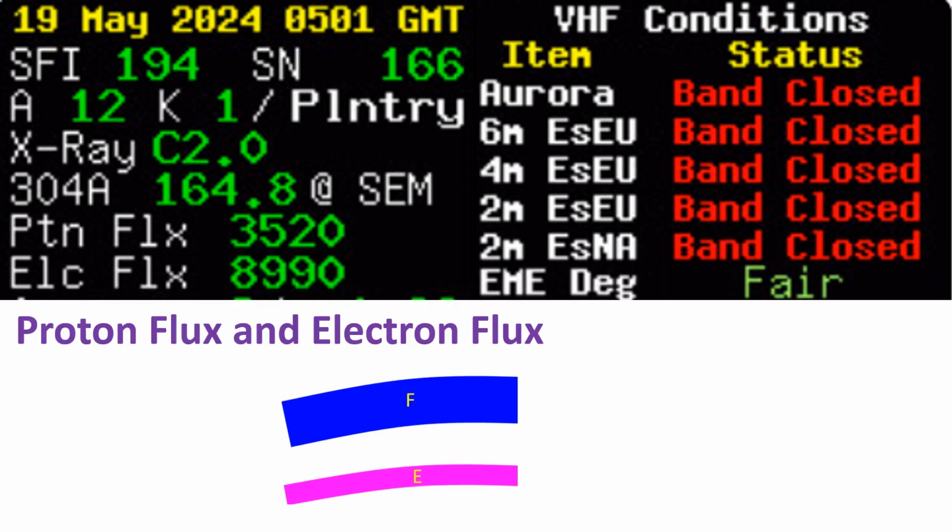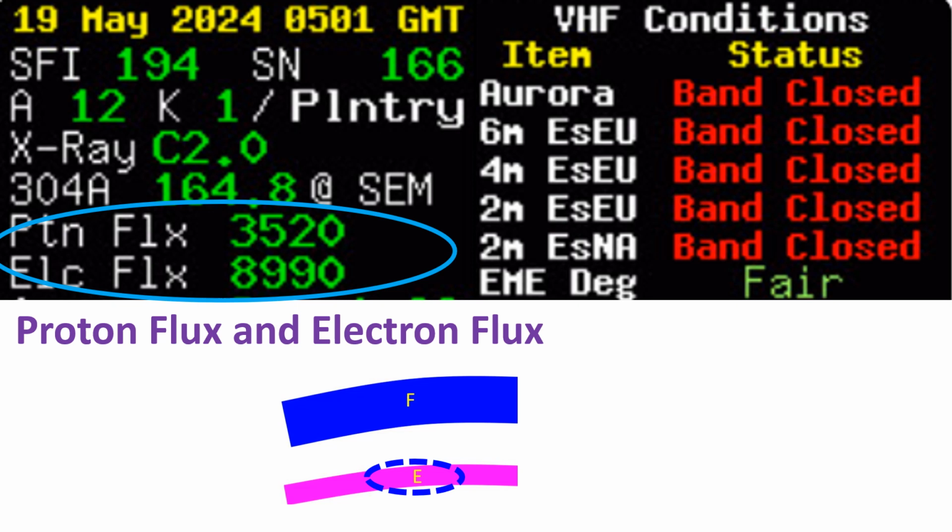Next two values displayed are the proton flux and electron flux reported by NOAA. Proton flux indicates the density of charged protons in the solar wind. Higher the number, more the impact on the ionosphere. Proton flux primarily impacts the E layer of the ionosphere.